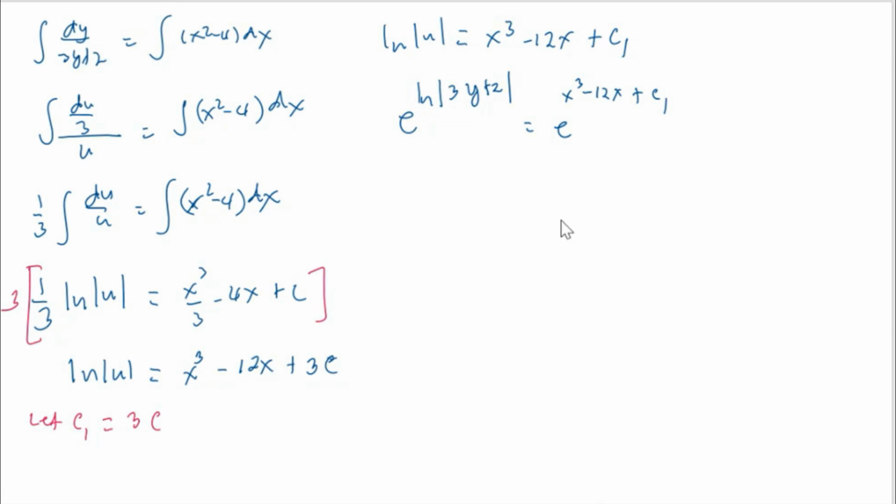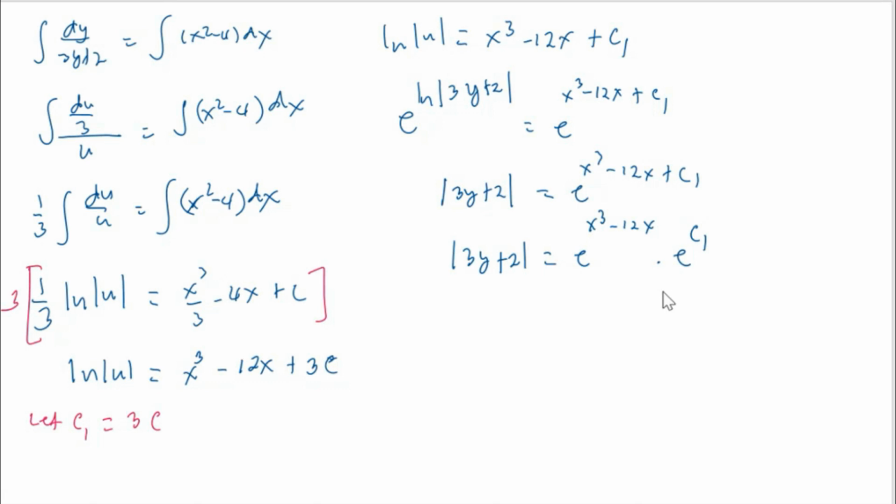As I've said earlier, we are going to exponentiate both sides of the equation in order to eliminate the e to the power of ln. So the left hand side now gives us the absolute value of 3y plus 2 is equal to e raised to x cubed minus 12x plus c sub 1. We are going to separate the exponents, with x cubed minus 12x grouped together and the c sub 1. So we write the absolute value of 3y plus 2 is equal to e raised to x cubed minus 12x times e raised to c sub 1. After that, I'm going to let another variable: let c sub 2 be equal to e raised to c sub 1.